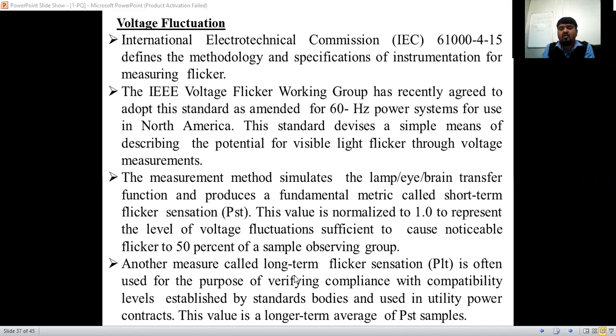Another measure is called long-term flicker sensation. This is short-term flicker sensation, and the long-term flicker sensation we are going to call PLT. That is PST and PLT. You remember the long forms: short-term flicker sensation and long-term flicker sensation.